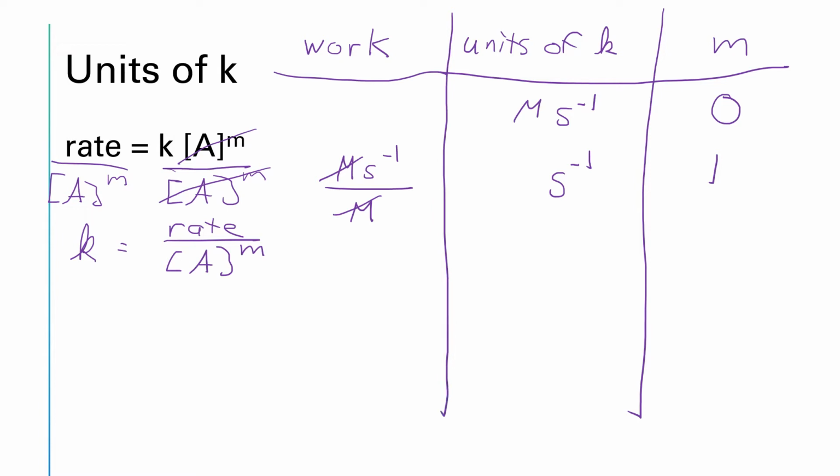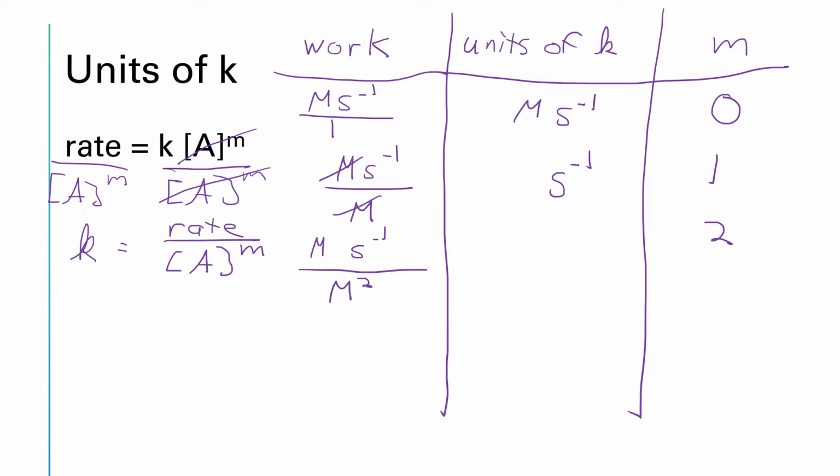Back up there when the order was 0, we had units of molarity per second for the rate divided by 1 in the denominator, so we end up with molarity per second. Well, let's take a look at this for a second order reaction. For a second order reaction, up in the numerator, we have molarity per second, and in the denominator, if m is 2, we have the concentration squared, so that'll be units of molarity squared.